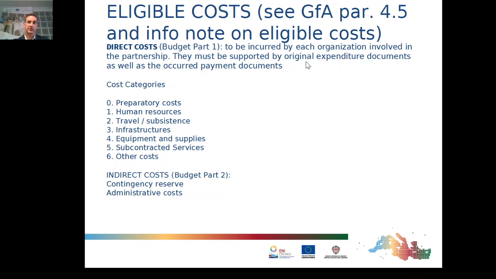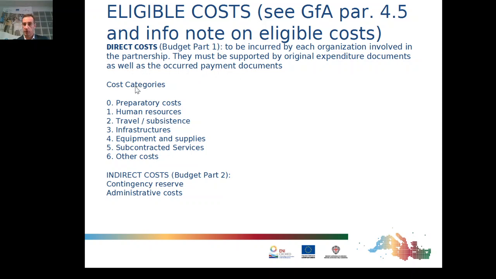You can have the details in the guidelines for applicants under paragraph 4.5, but let's read together what we understand by direct costs, which is budget part 1 of our budget in the e-form. The expenditures under direct costs have to be incurred by each organization involved in the partnership, meaning the lead applicant and the partners. They must be supported by original expenditure documents and, of course, by proof of payments. This is what we understand by direct costs.